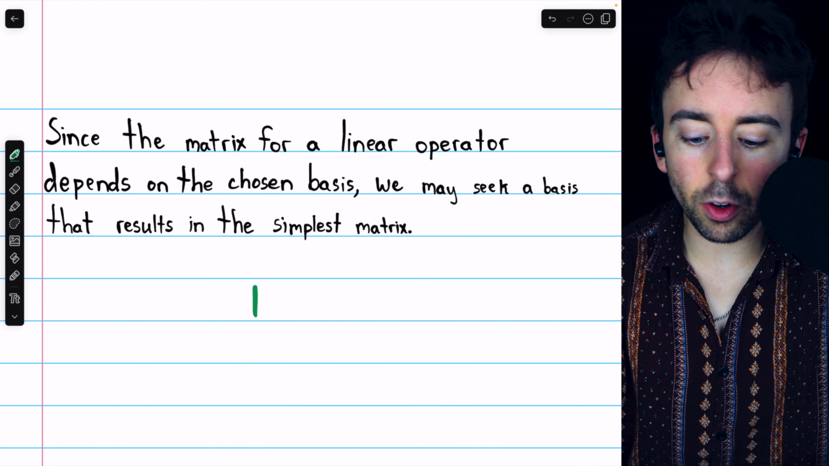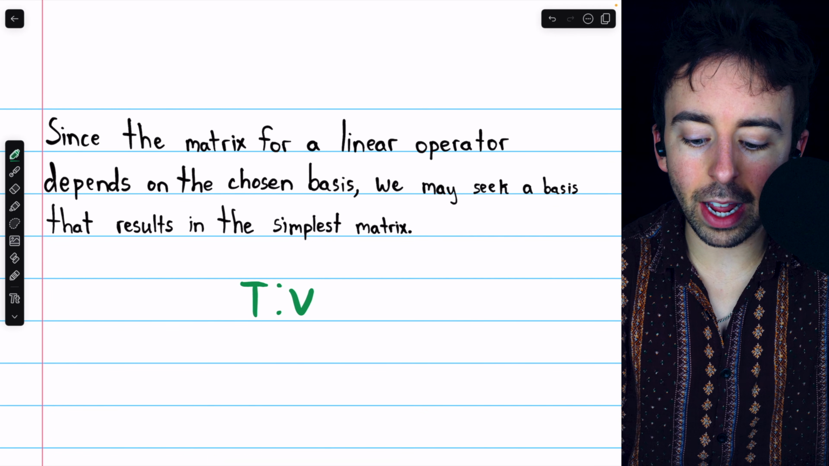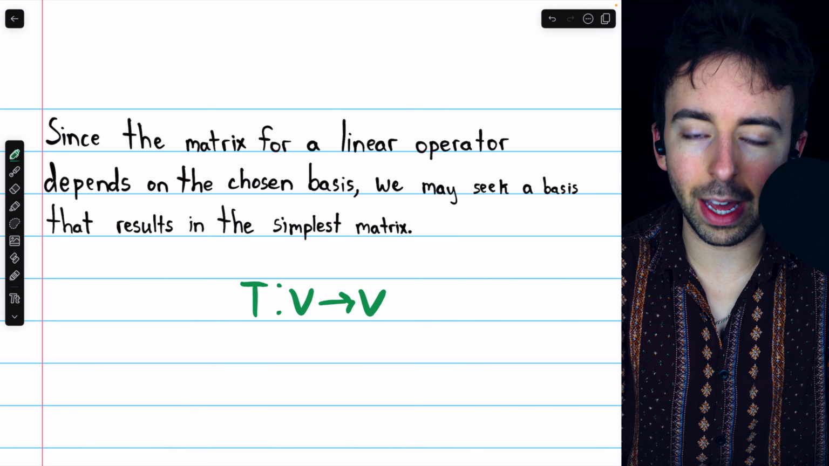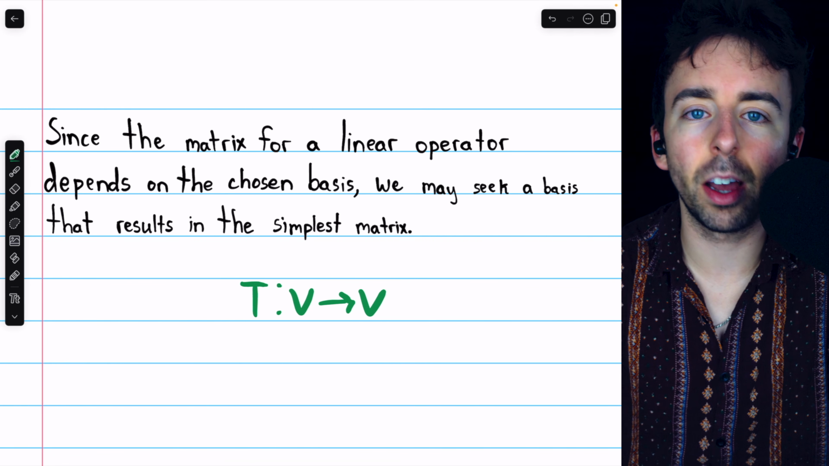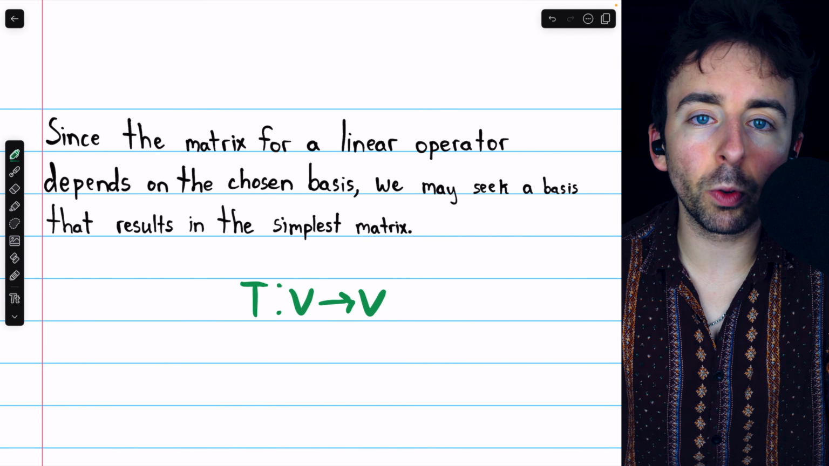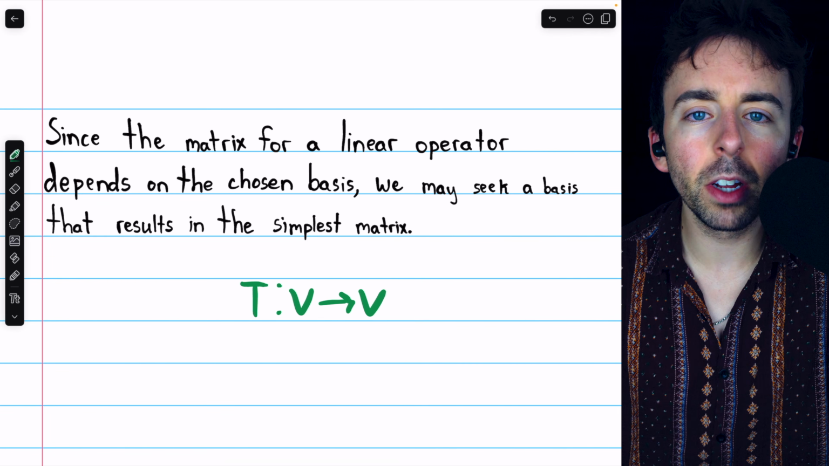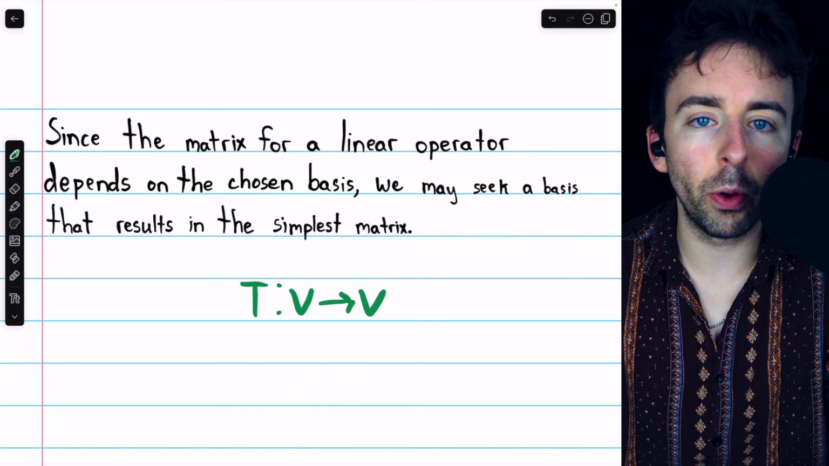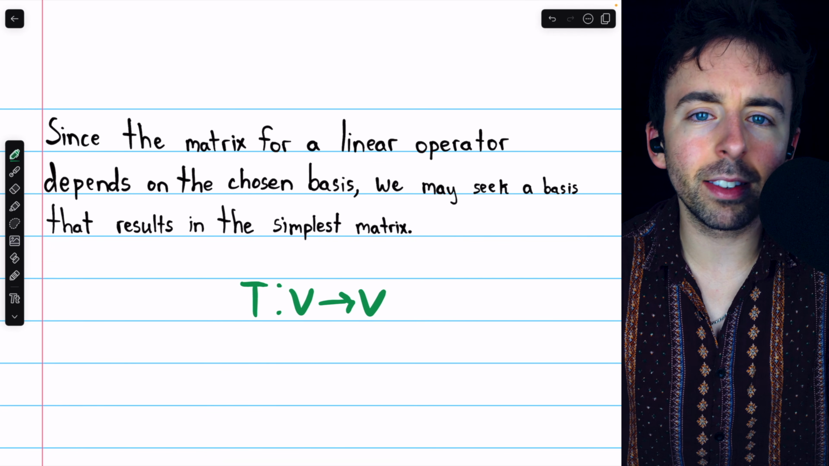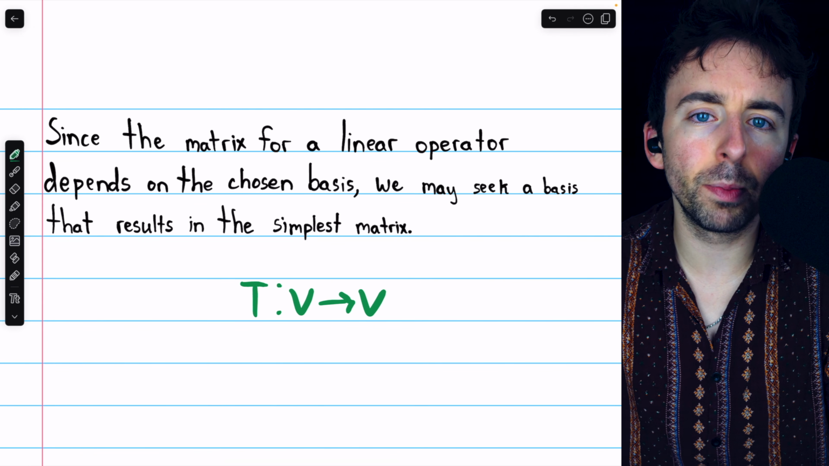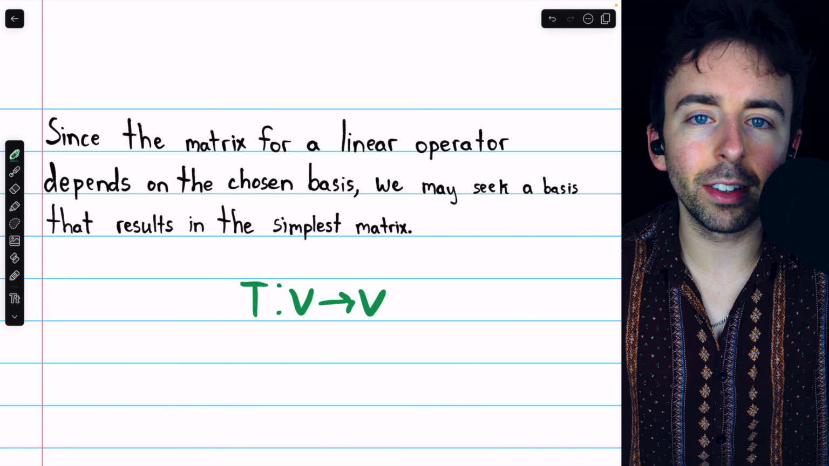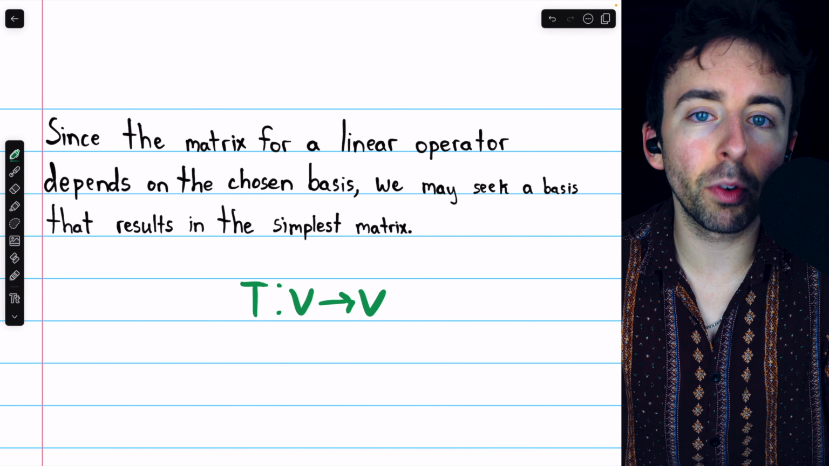So if we consider a linear operator, which takes us from a vector space V to that same vector space in some way, there are many matrices that could represent this operator depending on the basis that's chosen for V. And we may consider what relationship exists between them, or which basis could lead to the simplest transformation matrix.